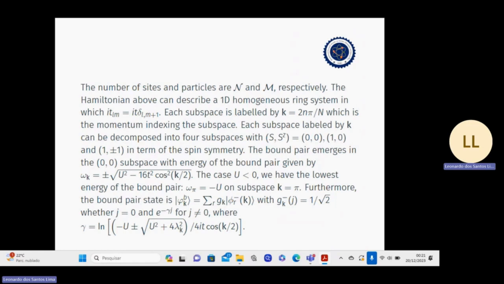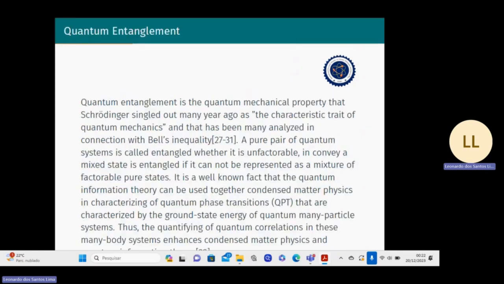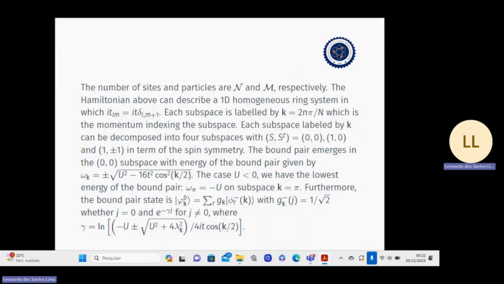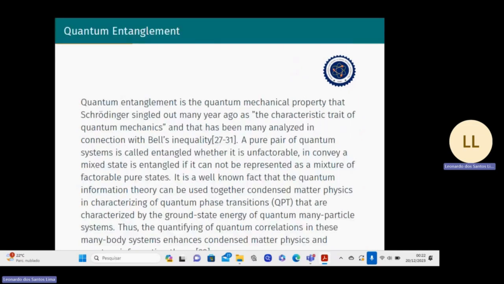I get the dispersion relations given by this equation, where for the negative potential interaction, we have the lowest energy of the bound pair equal to negative U on subspace K equal to P. Furthermore, the bound pair state is given by these equations, where the gamma parameter is given by this equation.